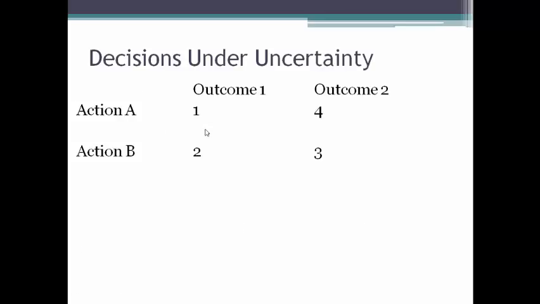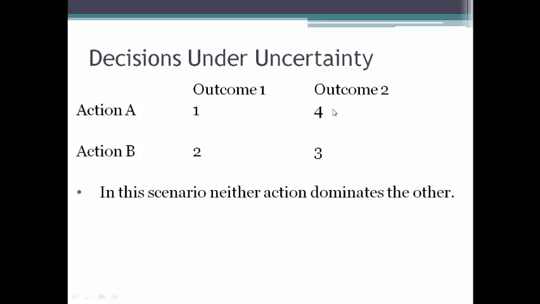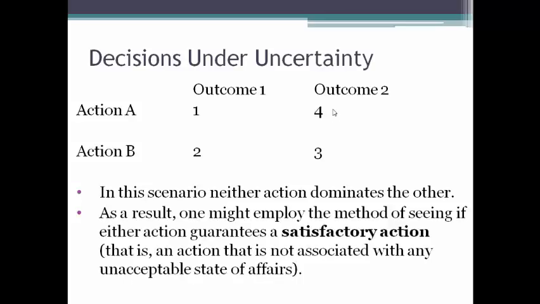But now let's look at this scenario. In this case, looking at outcome 1, action A gives us the better outcome than action B, but looking at outcome 2, action B gives us the better outcome than action A. As a result, neither action dominates the other. You might employ the method of seeing if either action guarantees a satisfactory action. That is, an action that is not associated with any unacceptable state of affairs.